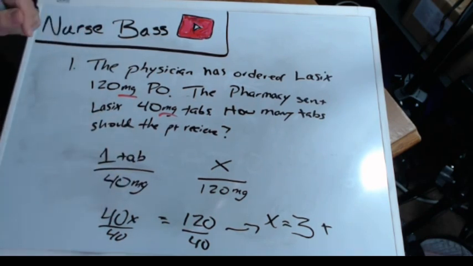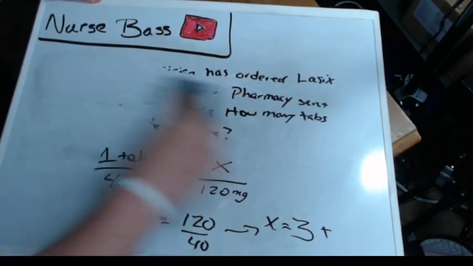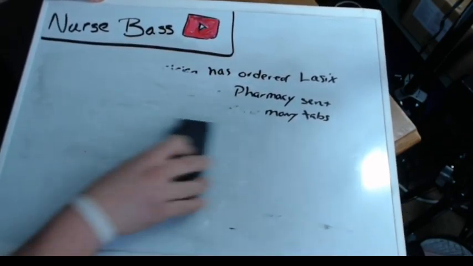What is your question asking? Are the units matching up? And then it's a simple matter of cross multiplying. Your answer for this one is 3 tablets. I hope that made sense.